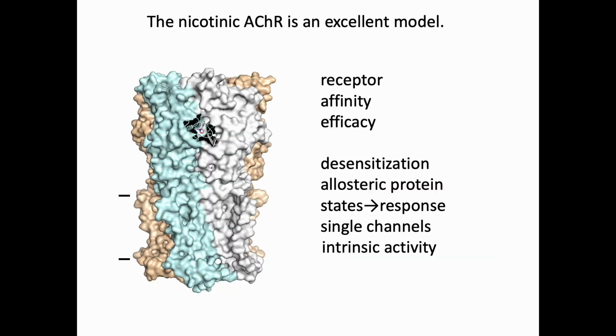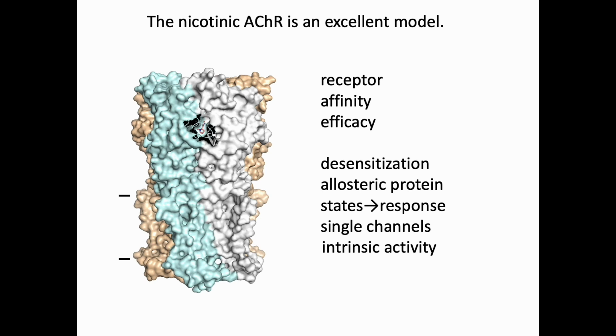We are interested in nicotinic receptors mainly because they are an excellent model system for allosteric proteins in general. So this list shown to the right here are all things that we take for granted with every receptor, every ligand-gated ion channel that we study when we see a cell response, and we just assume that they all apply. But these were all hard-won concepts that came from the study of nicotinic acetylcholine receptors.